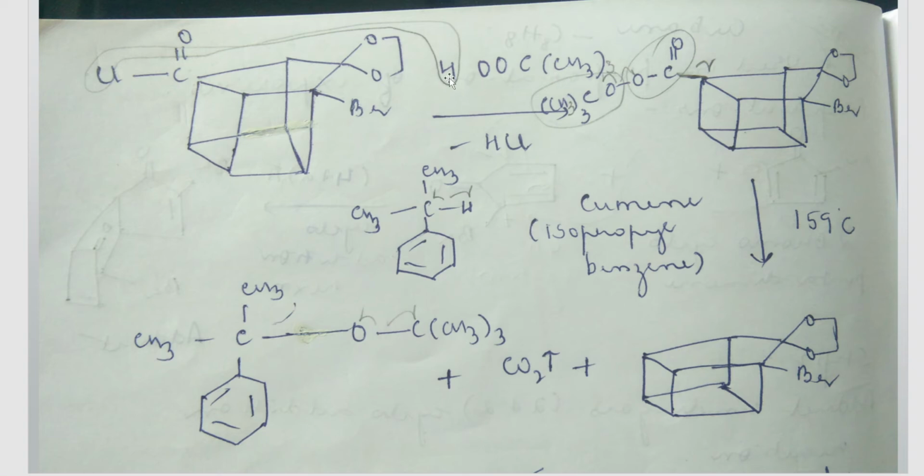So what happened? There was elimination of HCl: one H from the butanoic acid and one Cl from here went out as HCl. So this entire part is getting attached over here to this carbon. And in the next step, when you're treating it with cumene, that is nothing but isopropyl benzene, what happens?